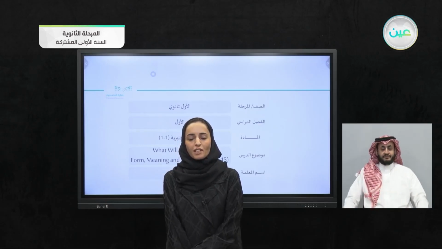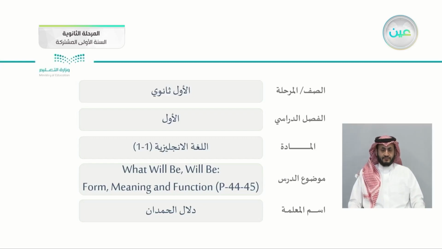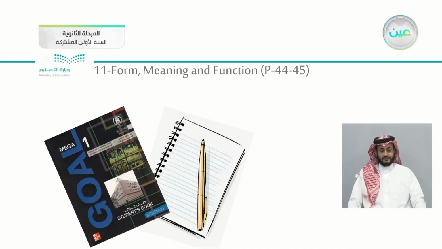In our lesson today, we will continue with our third unit, which is titled What Will Be, Will Be. Our lesson today is the form, meaning and function lesson in your books, page 44 and 45. All you need for the lesson today is your books, page 44 and 45, a sheet of paper and a pen to take down your notes.